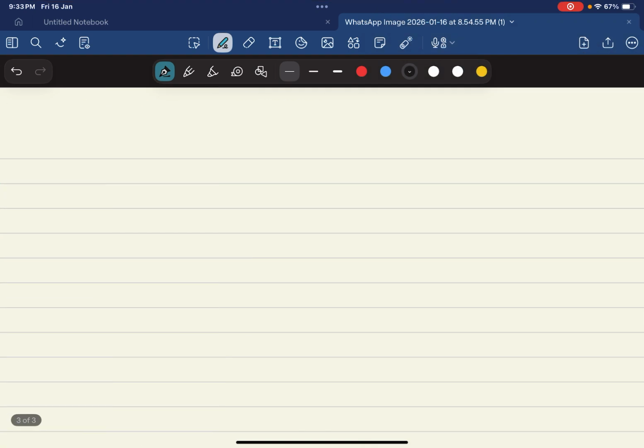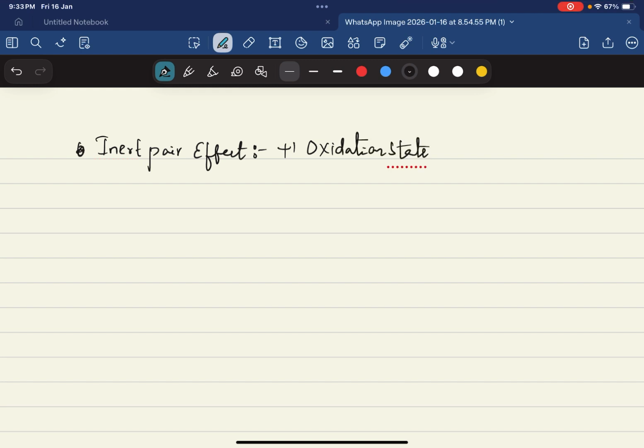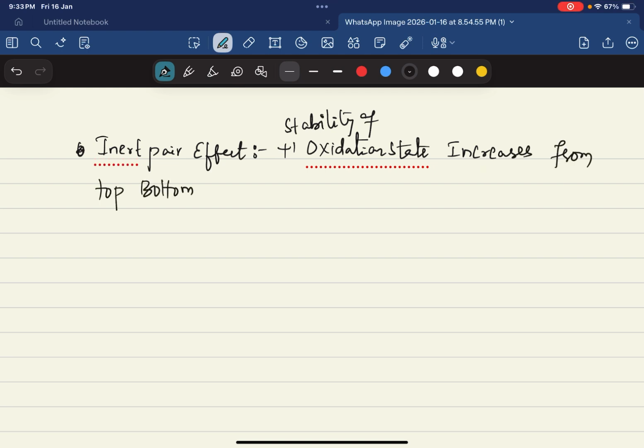Hope it is clear. And inert pair effect. The stability of +1 oxidation state increases from top to bottom. So Tl is more stable with +1.